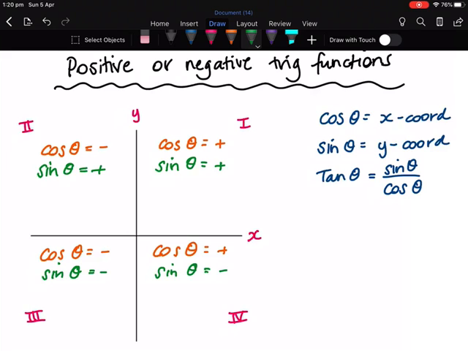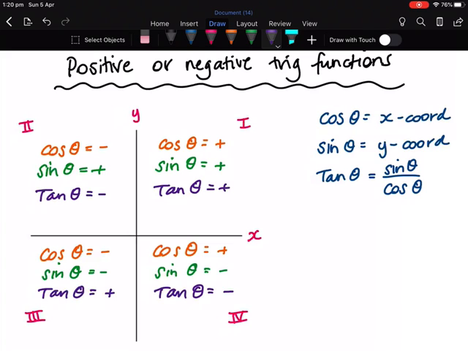Now if we look at tan, it is the sine of theta divided by the cosine of theta. So we can look at what we've already drawn and work out tan quite easily. If we look at the first one, we've got a positive divided by a positive, which means the tan of theta will be positive. In the second quadrant, you have a positive divided by a negative, which means the tan of theta will be negative. In the third quadrant, you've got a negative divided by a negative, which means the tan of theta will be positive. And in the fourth quadrant, you've got a negative divided by a positive, which means the tan of theta will be negative.